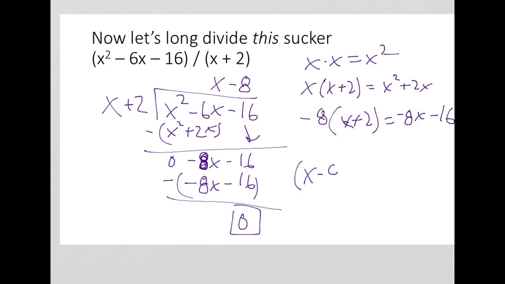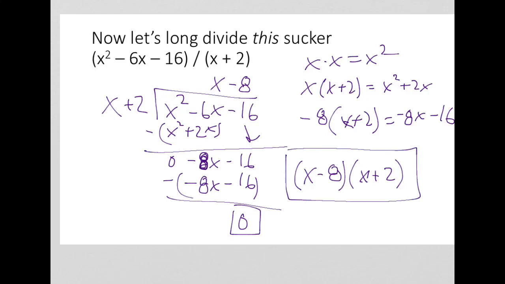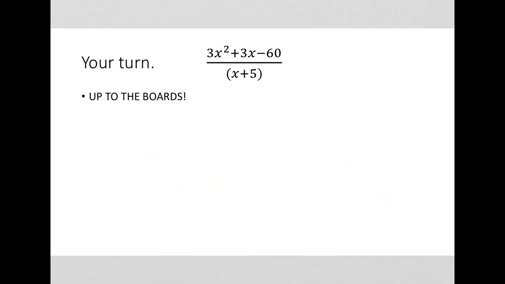So essentially, I just factored this polynomial, this quadratic. And you could have done that in your head, but this is our first example. We're going to look at trickier ones like this one. Oh, this one's not actually trickier, but let's do it anyways. So we're dividing x plus 5 into 3x squared plus 3x minus 60.